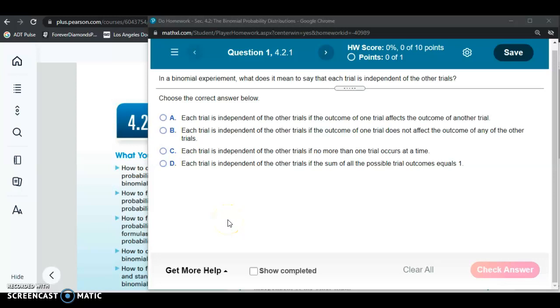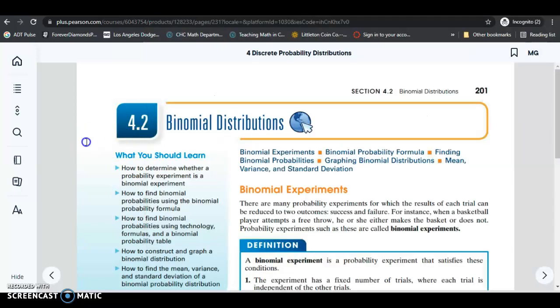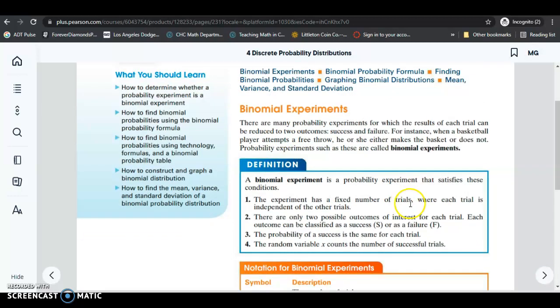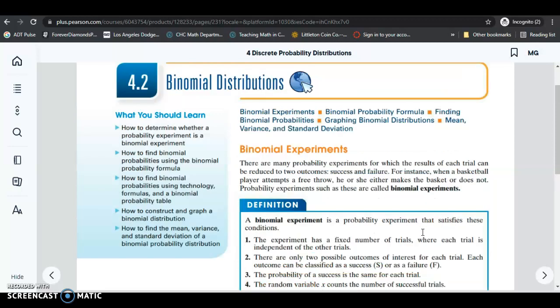Hello students, so in this video we're going to look at some examples from the homework in section 4.2 on the binomial distribution. The book gives the definition of a binomial distribution and the four conditions that a binomial distribution must satisfy. So before we jump into the examples, let's go over the definition and the four conditions.